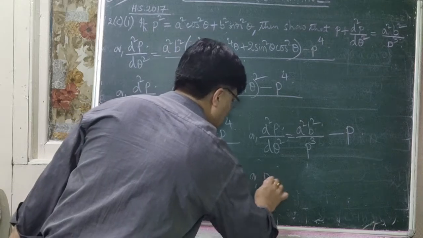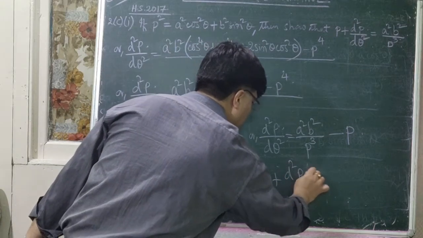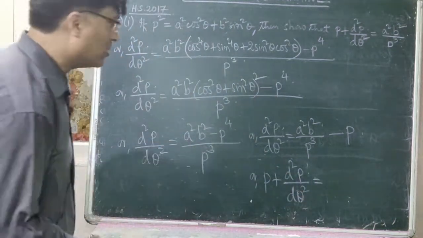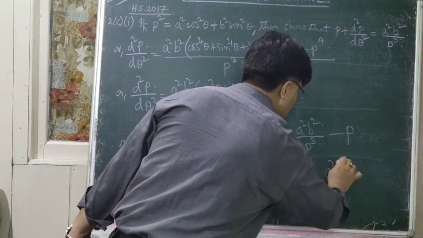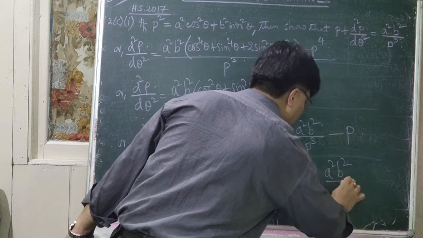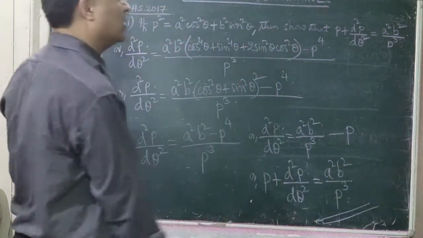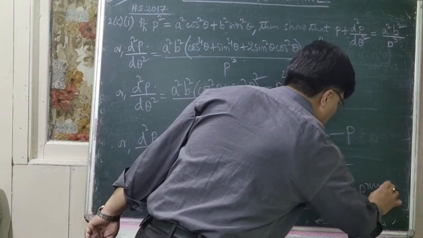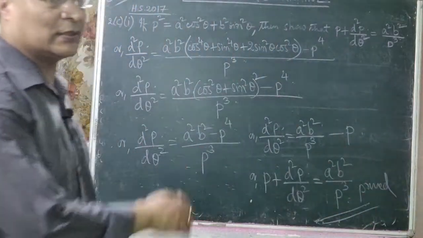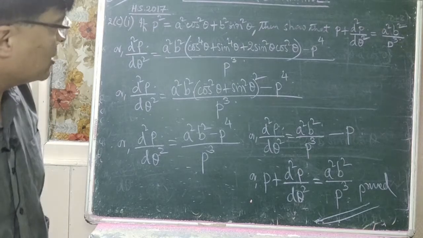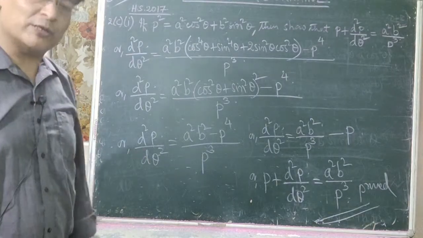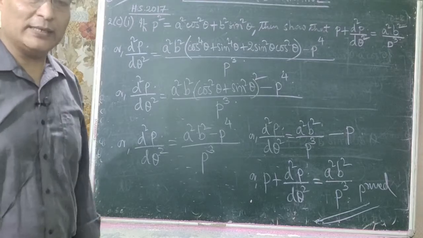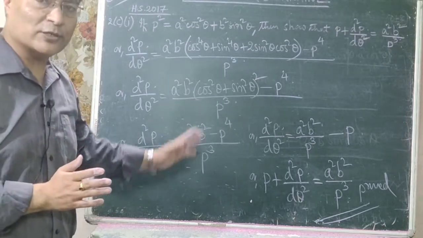So this is your p plus d2p by d theta square, which is equal to, on the right hand side, what do we write? This is a square b square divided by p cube. So it is done. So it is proved. So I think you have understood it. So you can copy it. So this is quite complicated problem, but you have to practice it at home, so it will be easier for you to simplify it. Okay, the more you practice at home, the easier it gets.